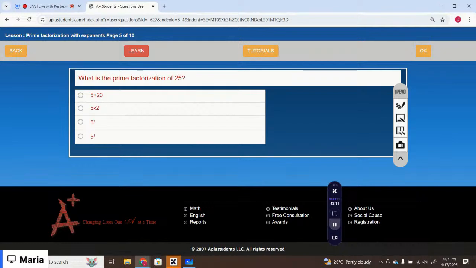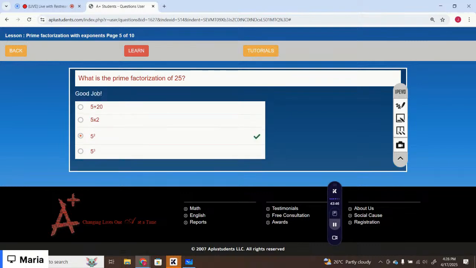What is the prime factorization of 25? That is 5 times 5, or 5 squared. Option number 3 is the correct option. 5 squared it is.